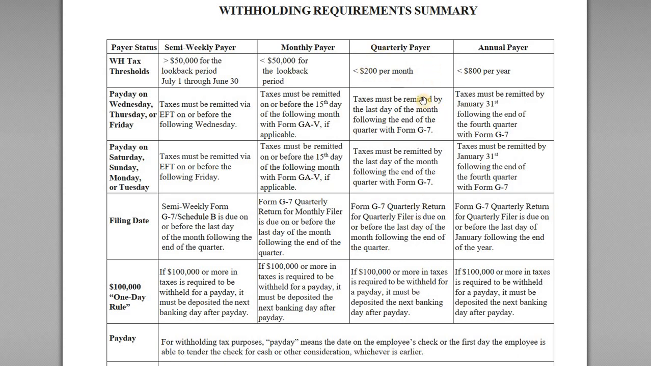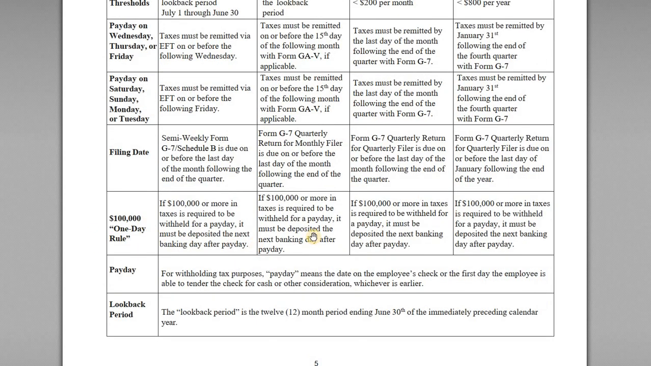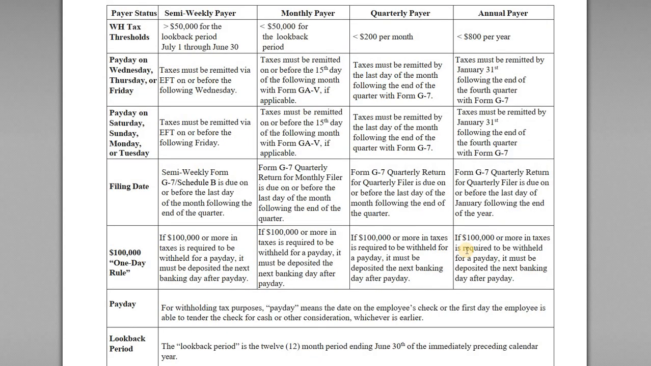So if you're a quarterly payer, which means your income tax withholding is $200 or less per month, the taxes have to be paid by the last day of the month following the end of the quarter, and that's made with the G7. All right, and the quarterly G7 is due on or before the last day of the month following the end of the quarter, so same issue. But then there are these $100,000 one-day payday rules which might apply.